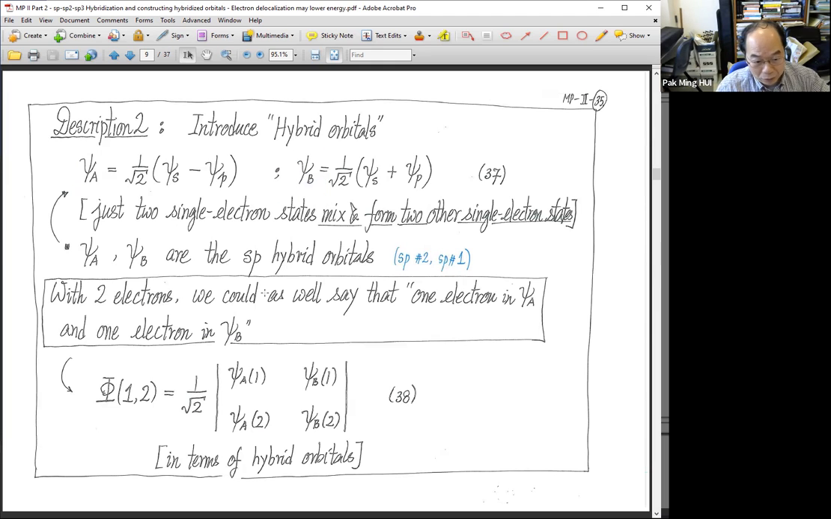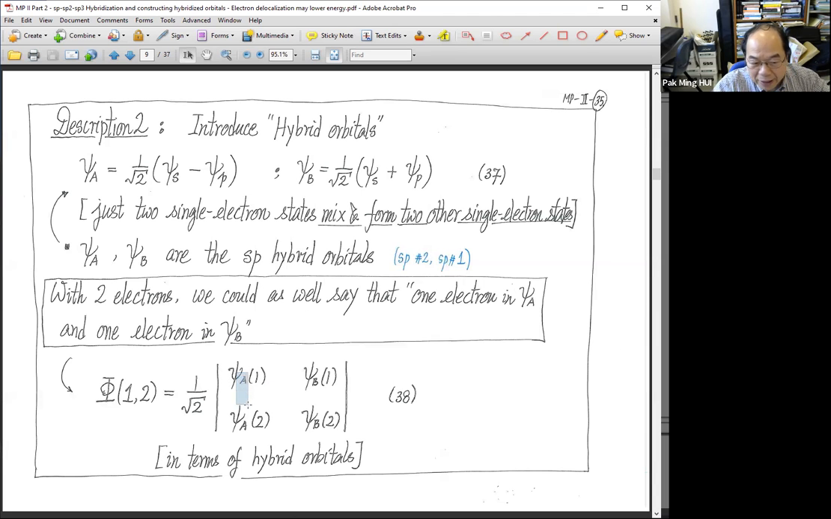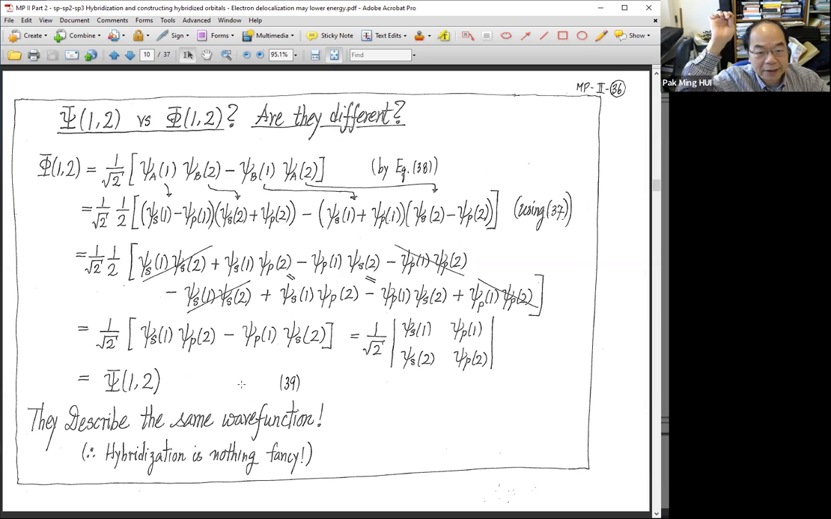So what can I do? Write another Slater determinant, but now using the linear combined sp hybridized orbitals A and B. I call it phi 1, 2. It is a different thing, okay? Phi, and this is a psi 1, 2. This is in terms of the original atomic thing. This is in terms of the linear combined atomic, so-called hybridized orbitals. Next, are they different? The answer is that no, they are not different.